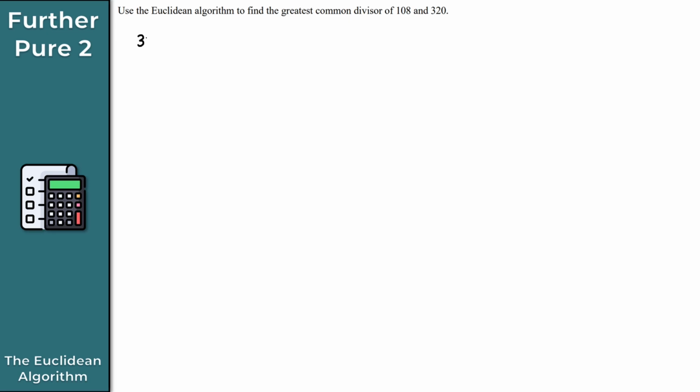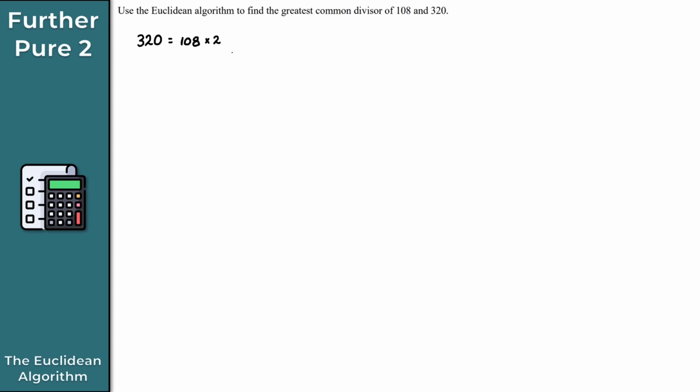So we have 320 is equal to, so we now take the remaining number here, 108. So we have 108 here. And what we now consider is how many times does 108 go into 320? Well, this will go in 2 times, so we do 108 times 2.